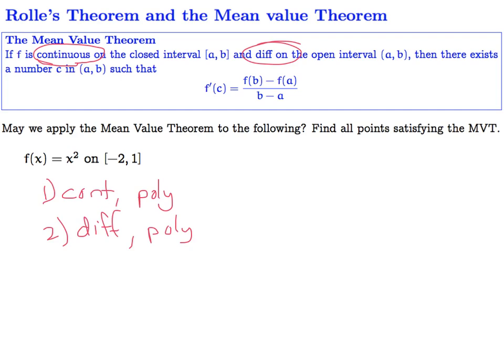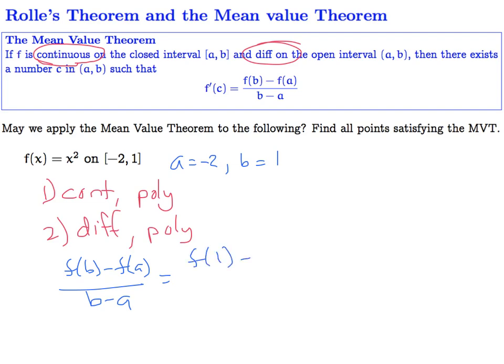So the last thing to do is now to set this up and see what we're trying to figure out here. What the mean value theorem is telling us is that there has to be a point where the derivative at c is equal to f of b minus f of a all over b minus a. And in this case, a is equal to negative 2 and b is equal to 1. So we're going to substitute these numbers into our function.